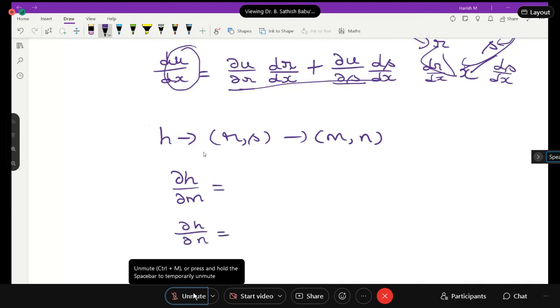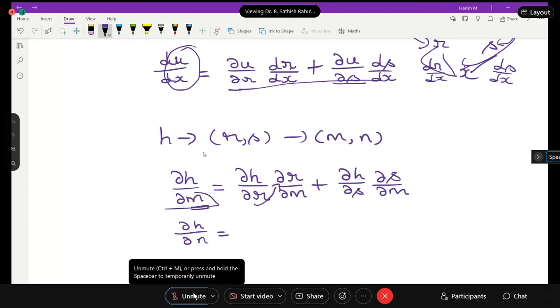Can you tell the first one? ∂h/∂m = ∂h/∂r into ∂r/∂m, plus, because you take this variable m to the denominator and write whatever the variable which you are differentiating here, next ∂h/∂s into ∂s/∂m. Is it m or n? M, sir. When you are differentiating with respect to m, you are supposed to write m only.